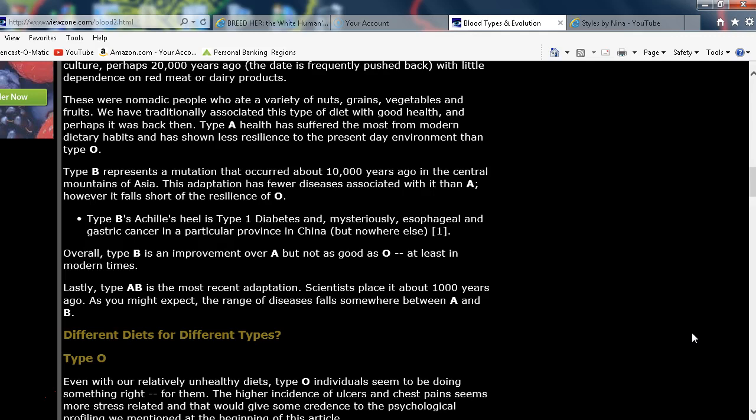Now, type B's Achilles heel is type 1 diabetes, and mysteriously, esophageal and gastric cancer in a particular province in China, but nowhere else. Overall, type B is an improvement over A, but not as good as O, at least in modern times.